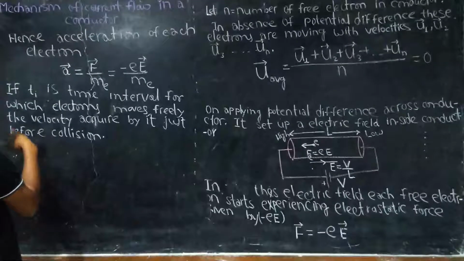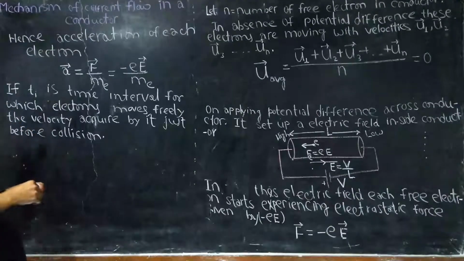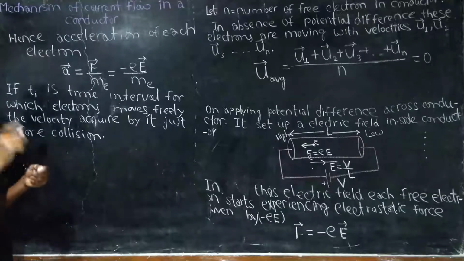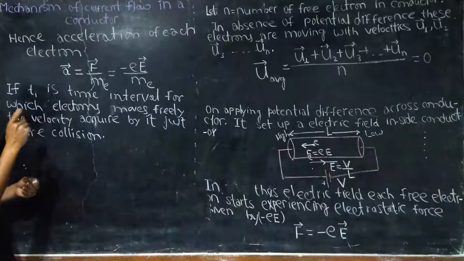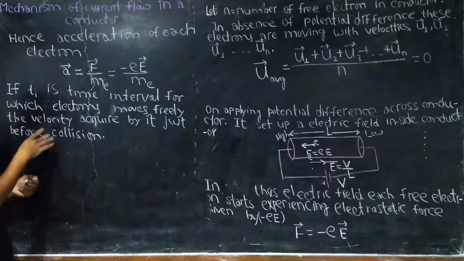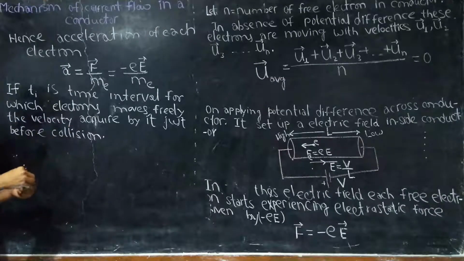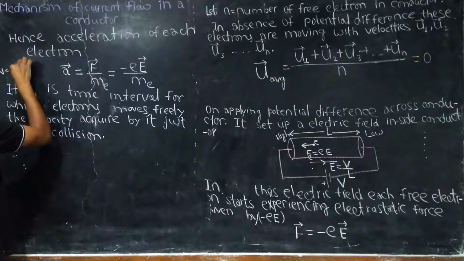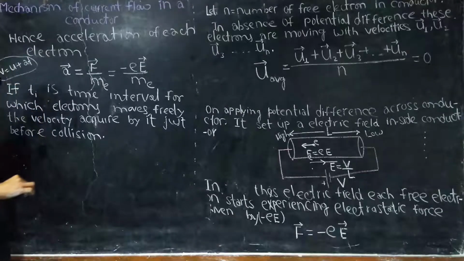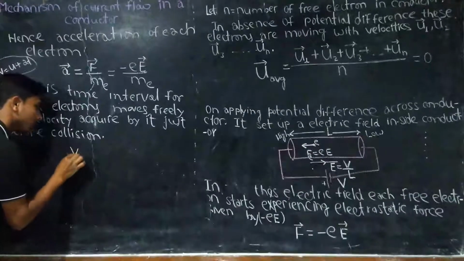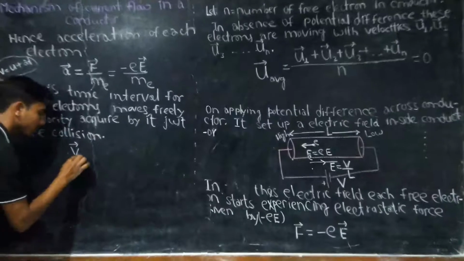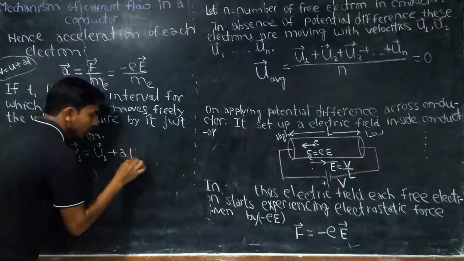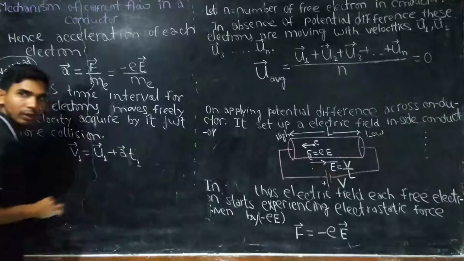So if t1 is the time interval for which the electron moves freely, the velocity acquired will be, by final velocity equals u plus at, as you know, the final velocity acquired by the first electron: v1 equals u1 plus a into t1.